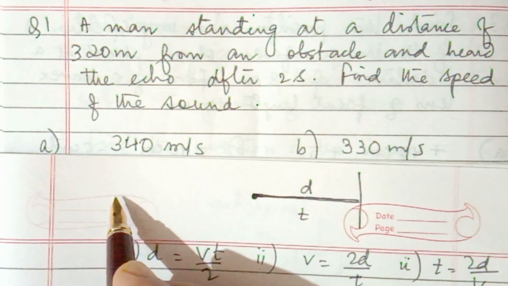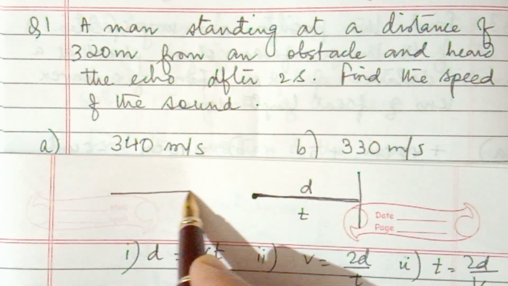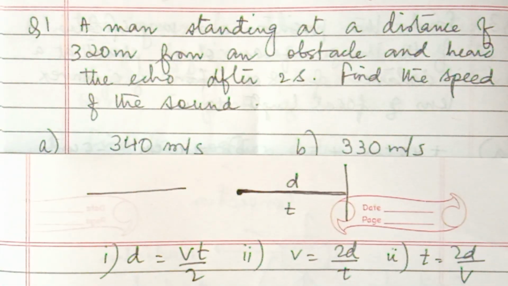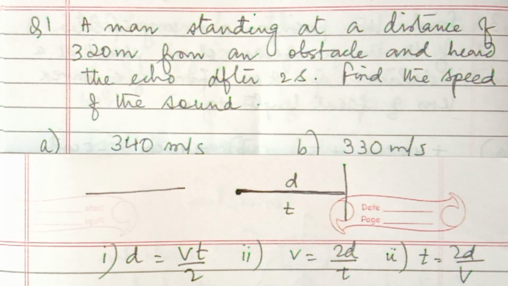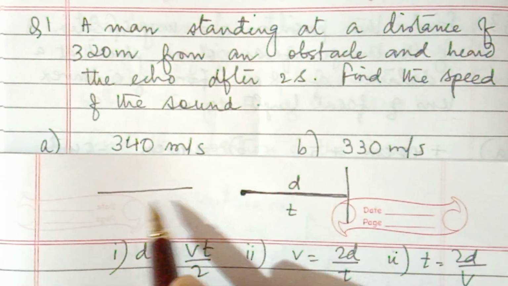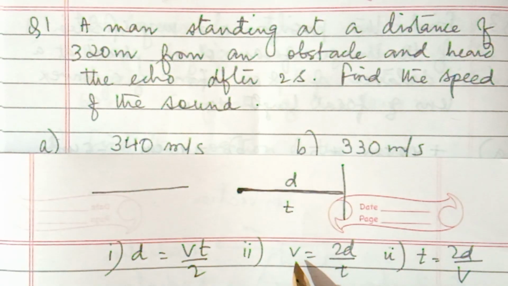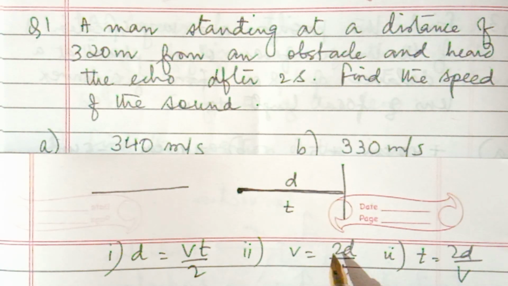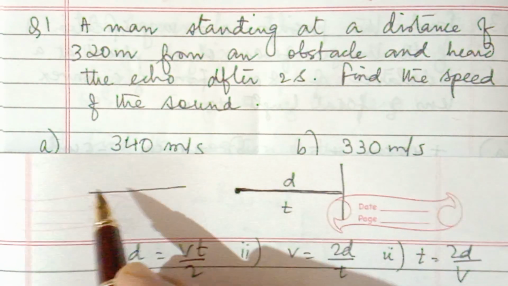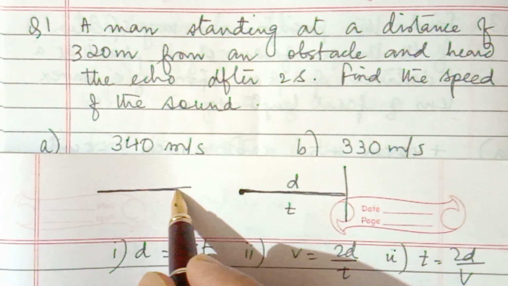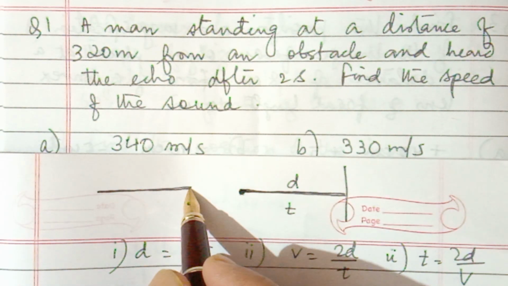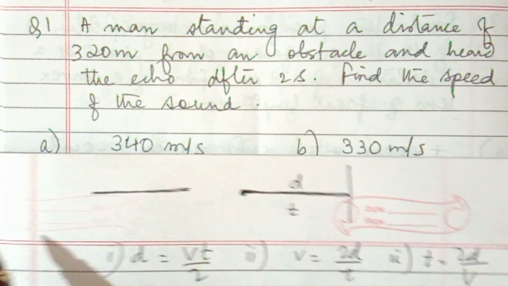Suppose sound travels only one way. Then you cannot use this 2d. So use the normal formula, distance is equal to speed into time, or speed is equal to distance by time. This 2 will not come if sound travels only one way, with no reflection. Some questions are like that.